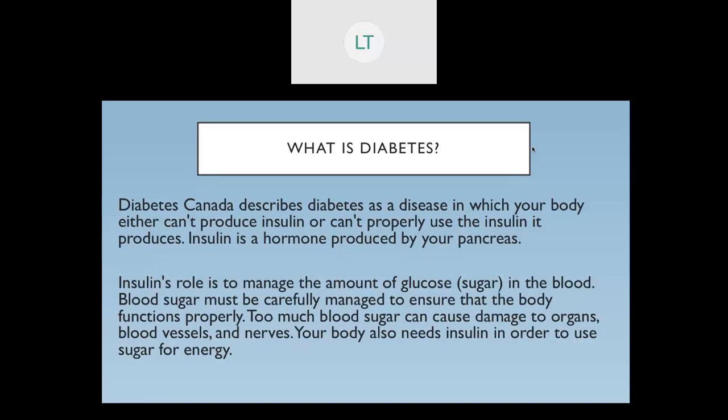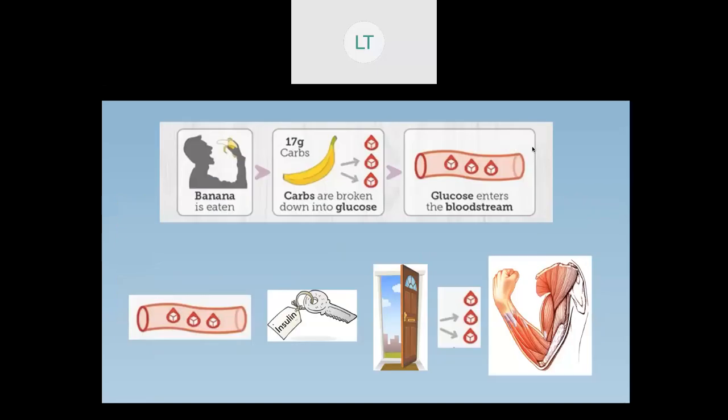Too much blood sugar can cause damage to organs, blood vessels, and nerves. Your body also needs insulin in order to use sugar for energy. So what does that definition really mean? I think it's important that in trying to understand what diabetes is, it's essential to understand how the body uses glucose or sugar for energy.